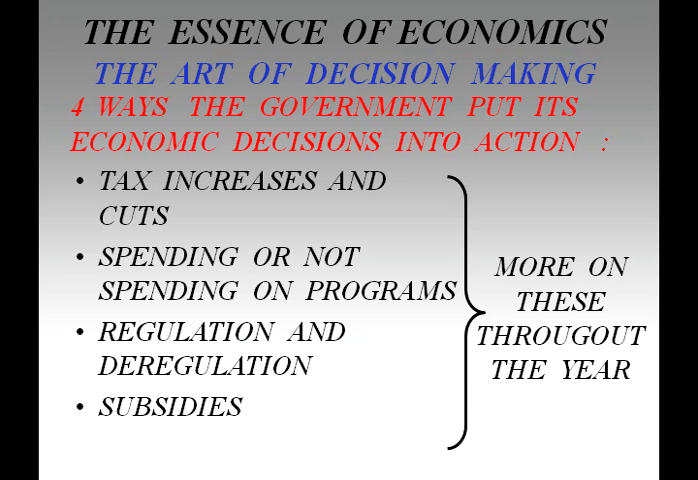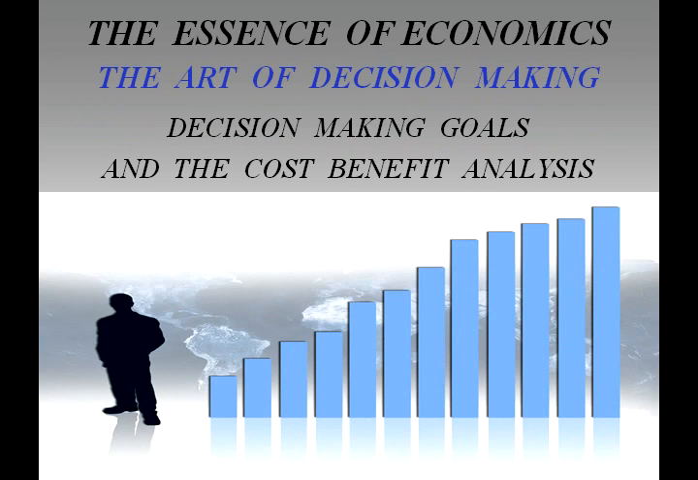Now, these are just being touched on here for a moment. We're going to look at various aspects of these economic decisions and what's put into action throughout our entire year. In wrapping up part 2 of chapter 2, and chapter 2 in total, it's time to take a look at goals for decision making and how they relate to a cost-benefit analysis.